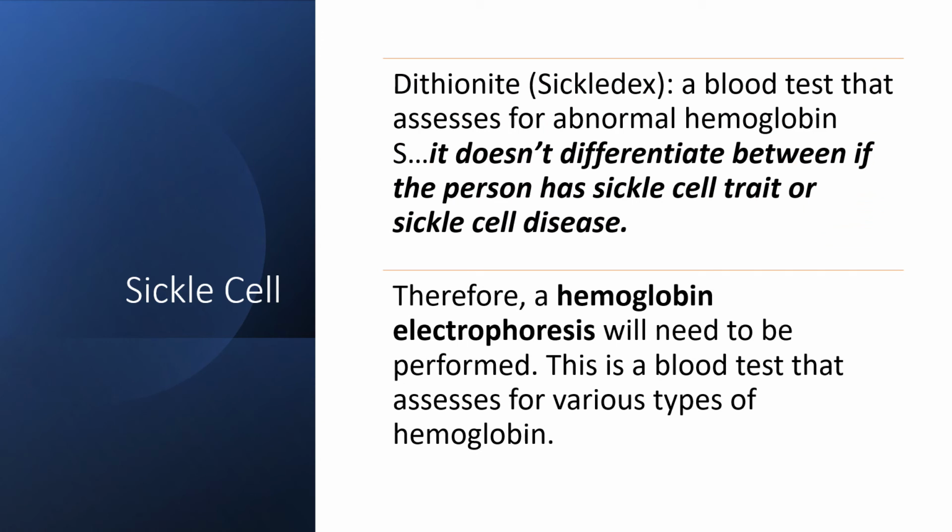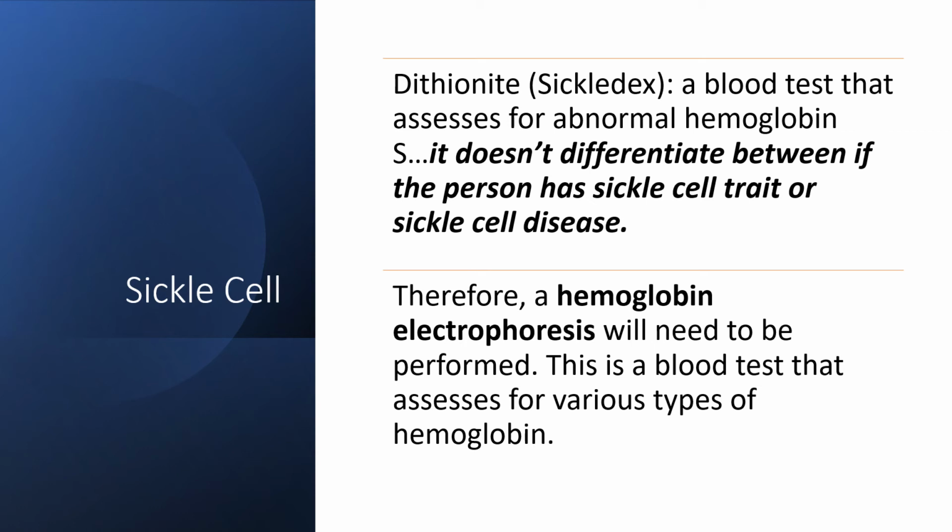Sickledex is a blood test. So we're talking about diagnostics now that assess for abnormal hemoglobin S. It doesn't differentiate between whether the person has sickle cell trait or sickle cell disease. So you can test the baby with the Sickledex and they can be positive, but we don't know. There's no testing to see if they carry the A as well. Therefore, hemoglobin electrophoresis will need to be performed. This is a blood test that assesses for the various types of hemoglobin.